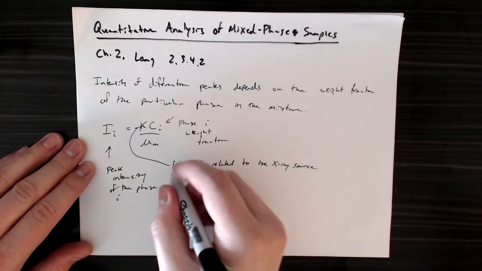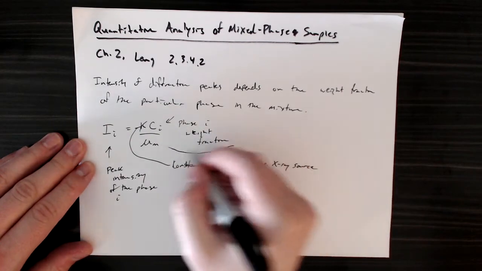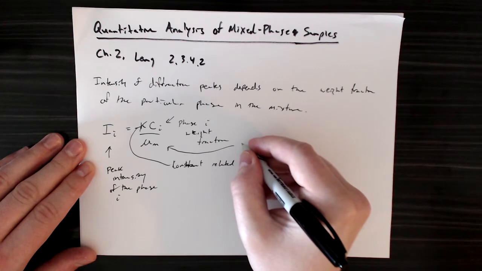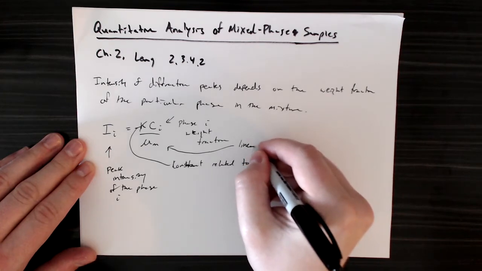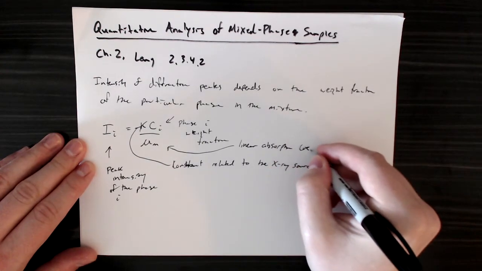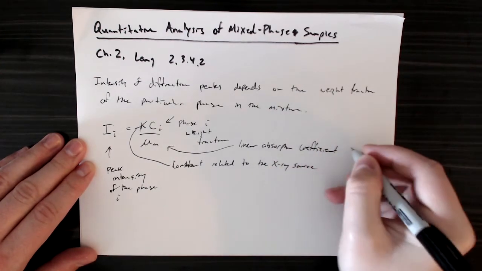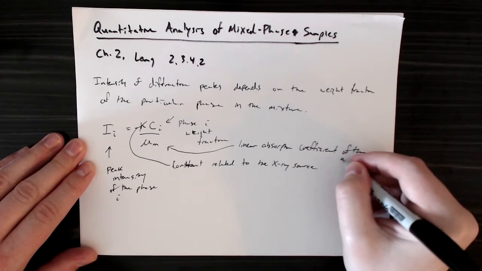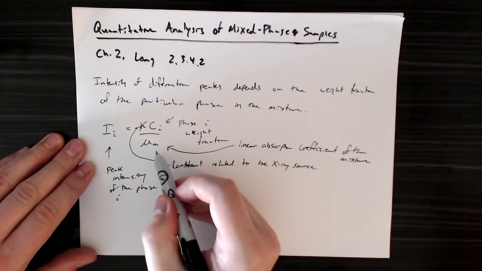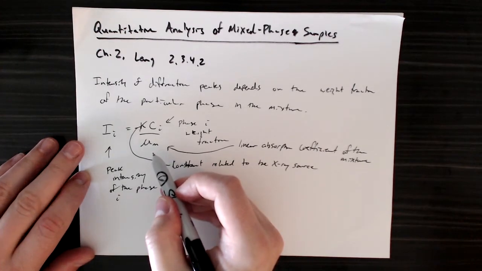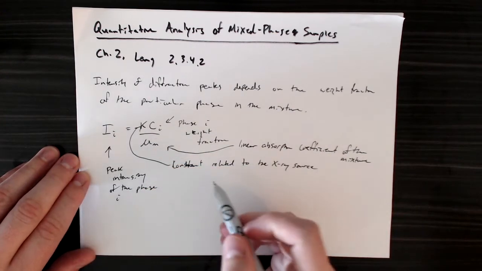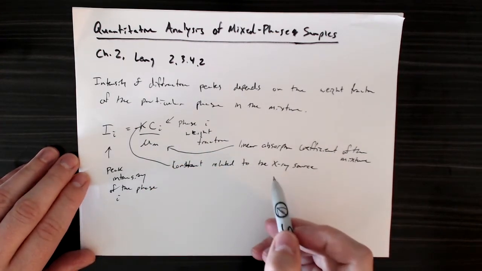The last thing I want to mention is the mu term here. This is the linear absorption coefficient of the mixture. So we're using the subscript m here to represent a mixture. So everything else is for the phase, and then this constant is tied to the X-ray source.